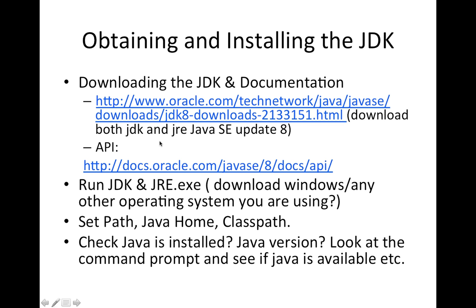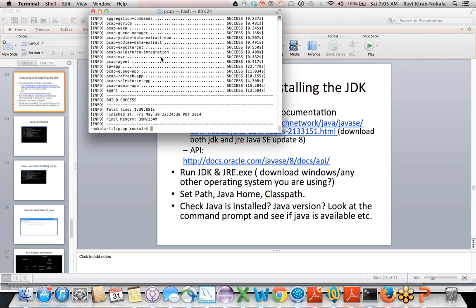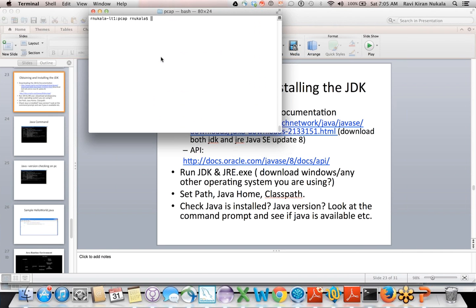Then obtaining and installing Java. You have this link, you go download it, and then run the JDK and JRE. Set the path, JAVA_HOME and classpath, and check whether Java has been installed or not. Okay, so let's see. I was also hoping to do it on Windows, but I'll show it on Mac actually. Can you see my terminal?